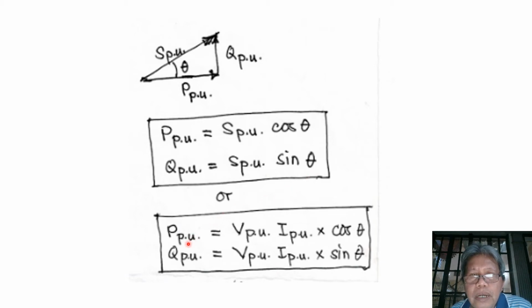Or our PPU can also be expressed as VPU times IPU times cosine theta, since our SPU, or apparent power per unit, is equal to the voltage per unit times the current per unit. And for the QPU, we can also express this as VPU times IPU times sine theta. So this is our common formula for single phase power, where we multiply the voltage and the current and the cosine of the angle between this voltage and this current.